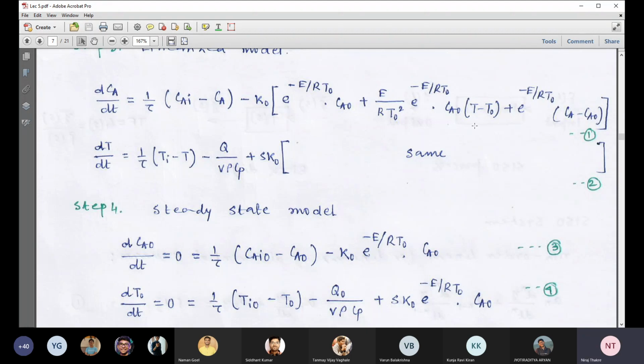So naturally, this T minus T naught and multiplied terms get vanished, because at steady state T minus T naught is 0. It becomes basically T naught minus T naught. Similarly, at steady state, this CA minus CA naught becomes basically 0, because CA minus CA naught is CA naught minus CA naught at steady state. So the last two terms get vanished.